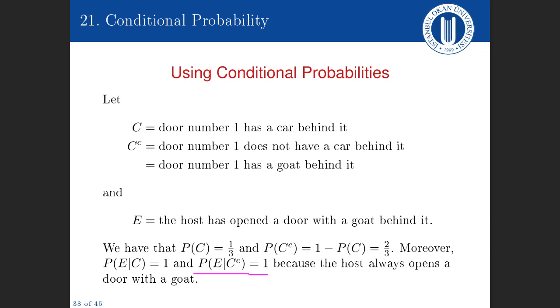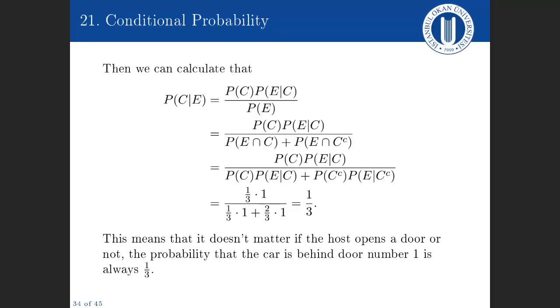Now that we have these probabilities, we can start using the formula. At the start, I have the formula from the last theorem. The probability of C given E is the same as the probability of C times the probability of E given C, divided by the probability of E.